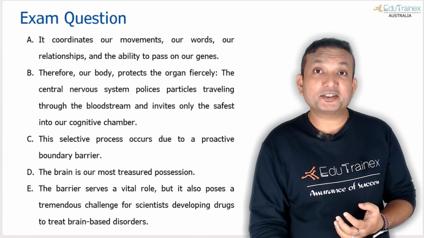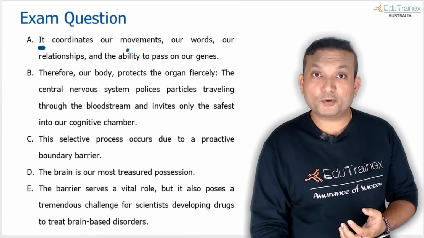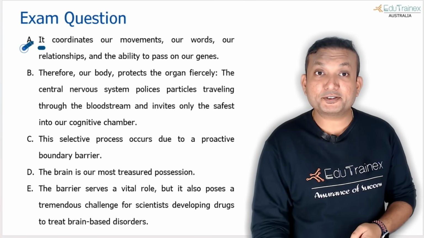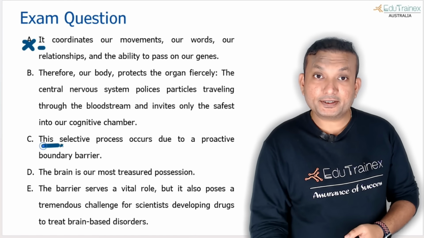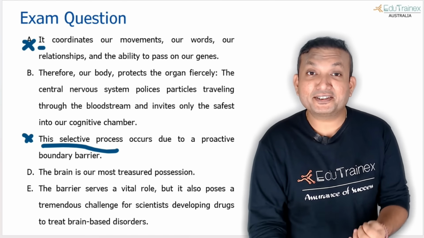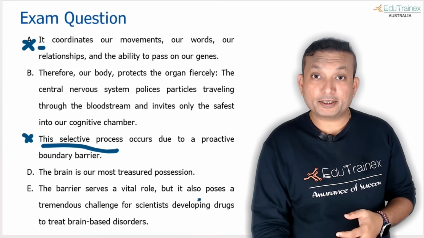So let's examine the question that we were just talking about. It coordinates our movements. The very first sentence, this cannot be the topic sentence. You can eliminate it. Sentence number 3, this selective process. Again, this cannot be a topic sentence because it is talking about a process which is not described in this sentence. Eliminated.